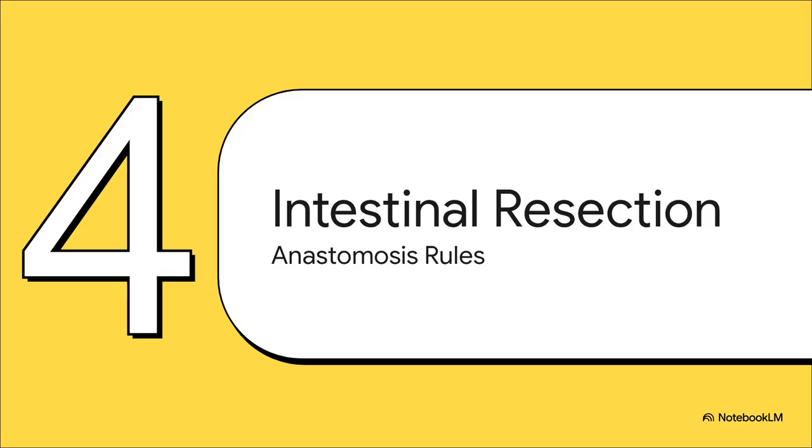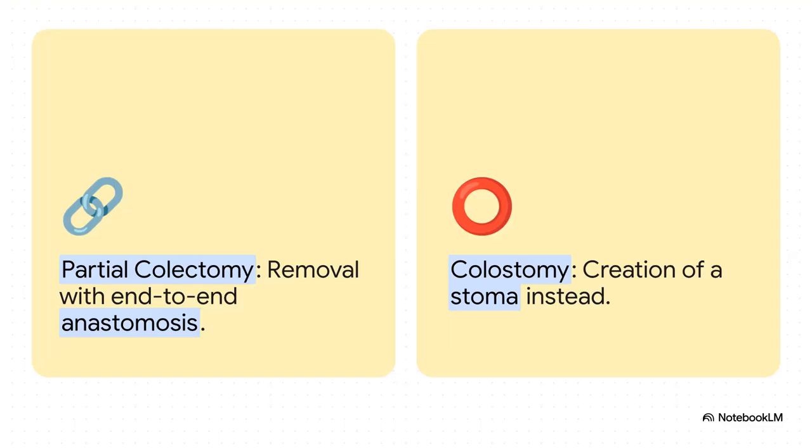All right, Section 4, Intestinal Resections and Anastomosis. When it comes to bowel resections, you have got to read those operative reports like a hawk to catch the surgical approach and the final outcome. You really need to contrast partial versus total colectomies. A partial colectomy, like 44140 for an open procedure or 44204 for a laparoscopic one, means removing a segment of the bowel with an end-to-end anastomosis.